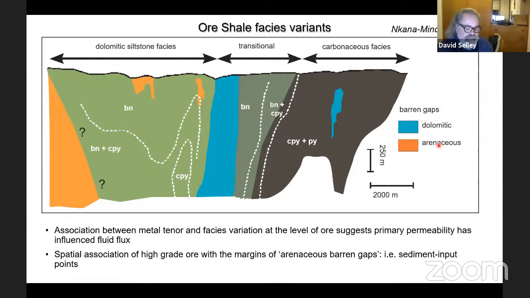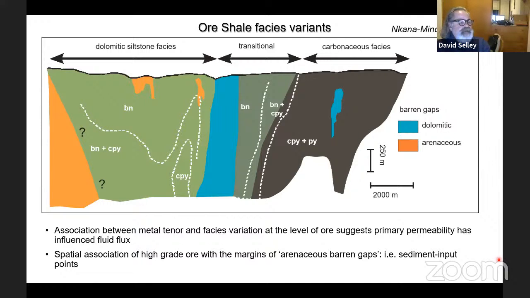And again, this is a feature which has been long suspected in the classical deposits of the Zambian Copperbelt, where we see a relatively systematic association between metal tenor and facies variation at the level of the ore, so within the ore shale, that suggests that primary permeability has influenced fluid flux. So here we're looking at an unrolled profile. We're looking basically down onto the ore shale of the Ekandjo system. We're going to look at this in quite a bit more detail in Koen's talk.